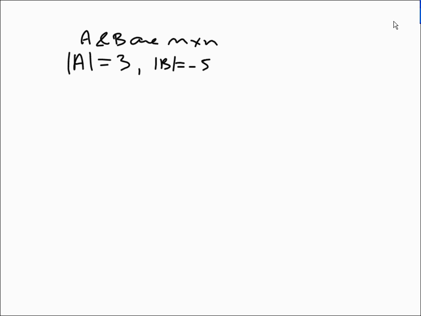So how about this: A and B are n by n matrices. The determinant of A is 3. The determinant of B is -5. Let me state it: A and B are square matrices of the same size. Remember, if I don't say they're n by n, I just say they're square.